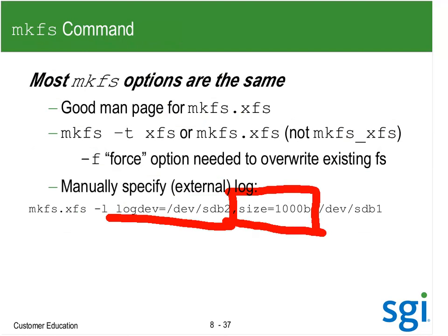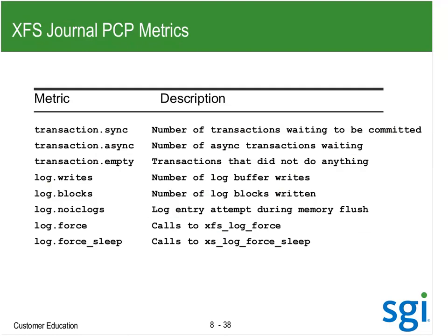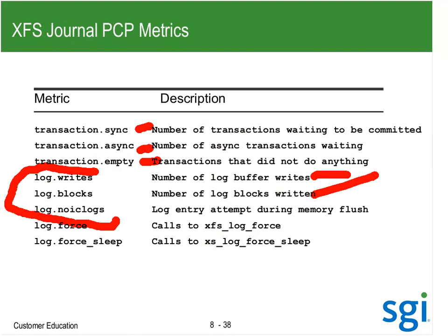There is a minimum and a maximum size to the log. So I was into XFS statistics: number of transactions waiting, number of async waiting, number of transactions that did nothing. These were the 3 that were the most interesting to me. Number of log writes, number of blocks written, and again, this was the key one that tells me log buffs on a mount might reduce contention on no IC logs. So having more logs, 8 instead of 2, would reduce contention on that.